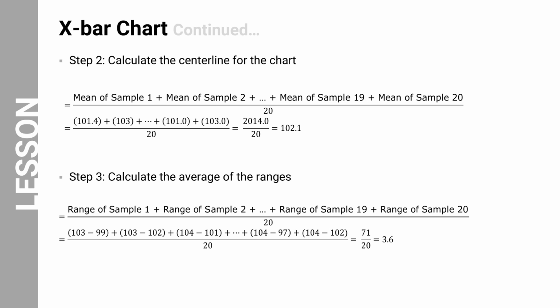In step 3, the average of the ranges is calculated as the sum of the ranges of each sample divided by the number of samples. Therefore, the center line of the R chart and the average of ranges is 3.6.